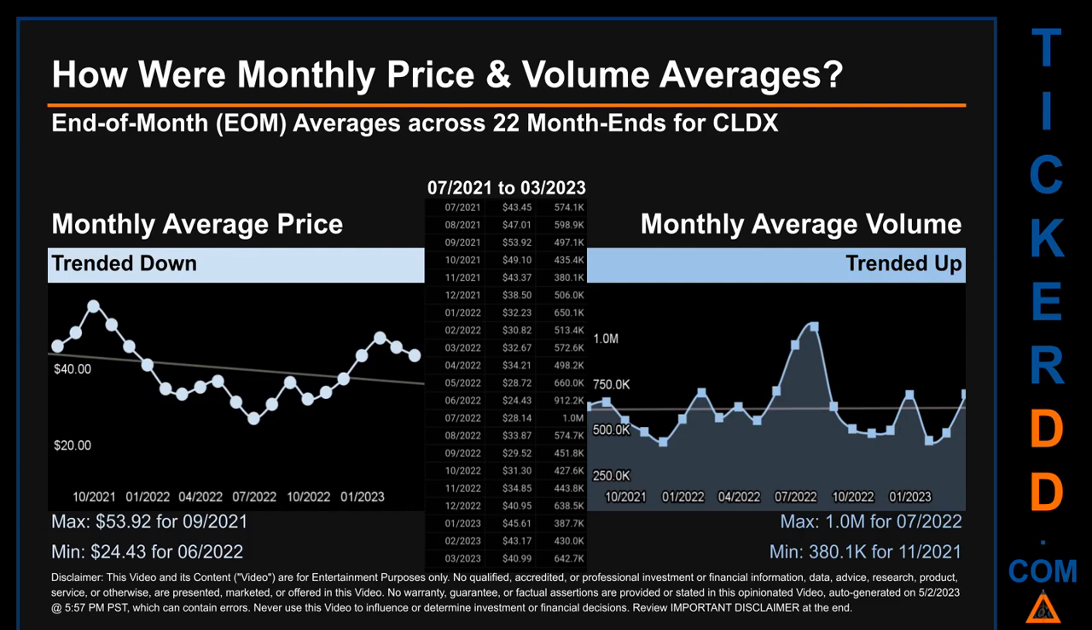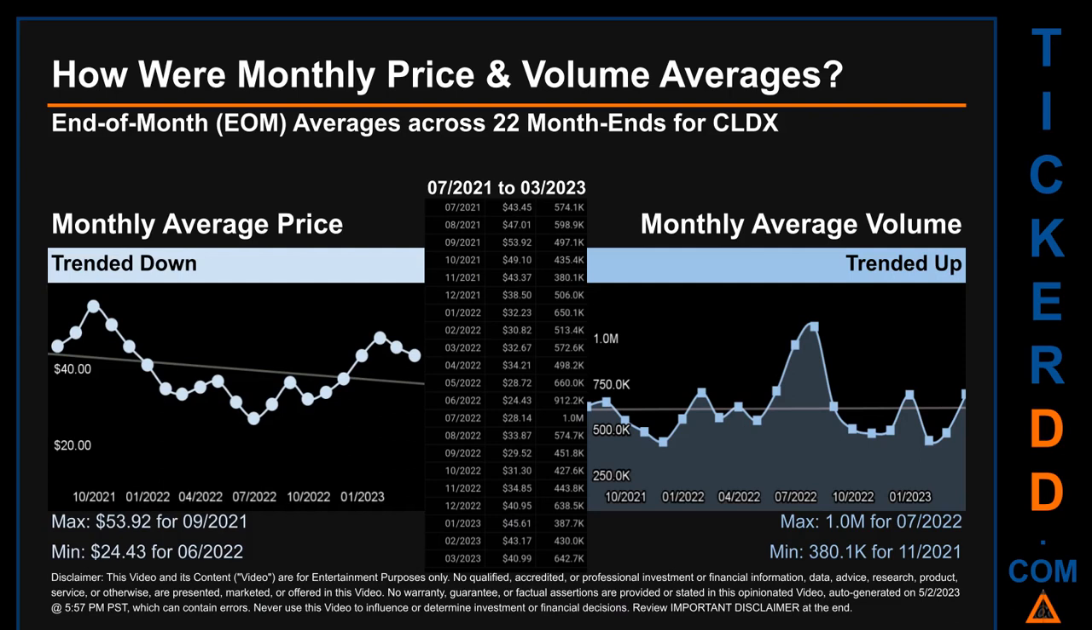How were price and volume averages for CLDX? Across 448 trading days, there were a total of 22 month ends, of which monthly averages for daily price and volume were calculated. Overall, monthly price average trended down while monthly volume average trended up.